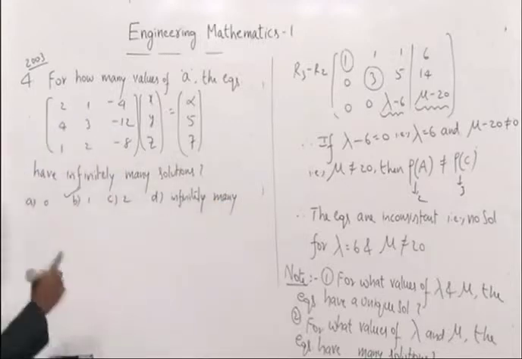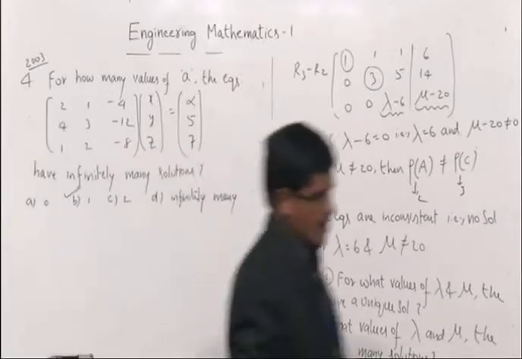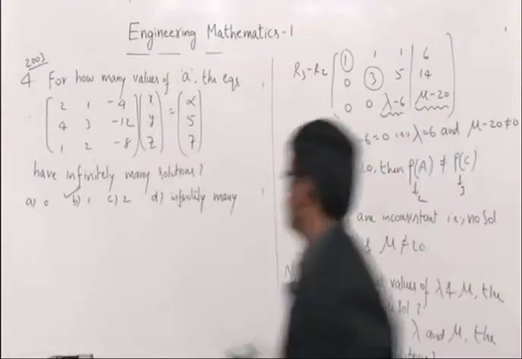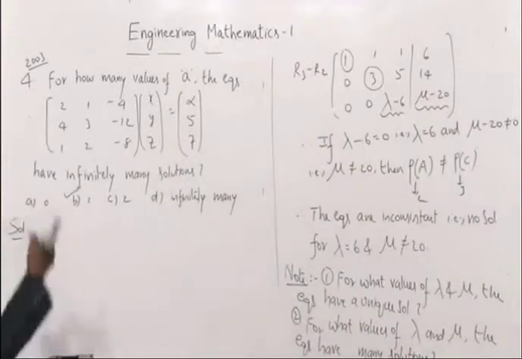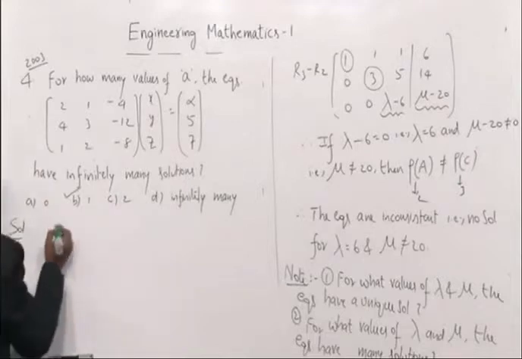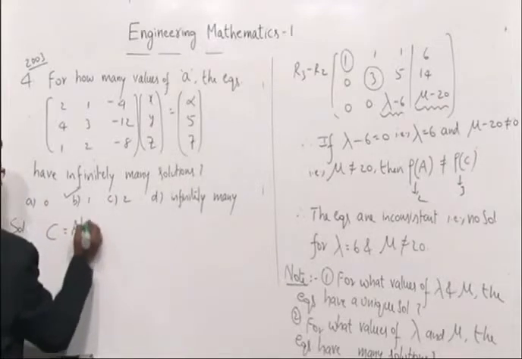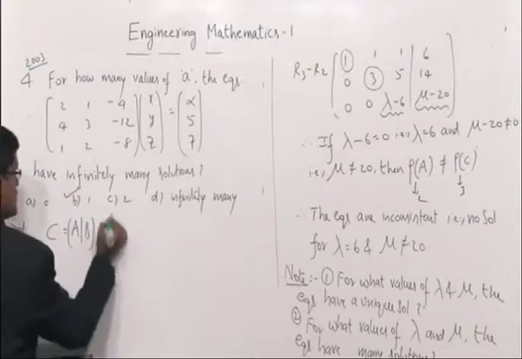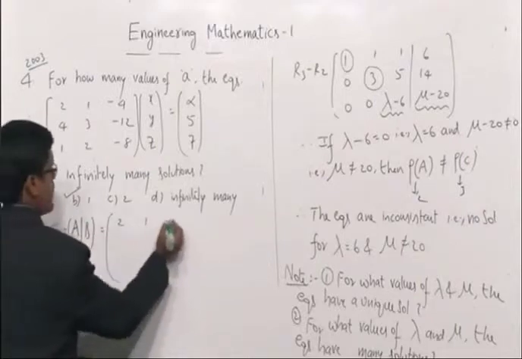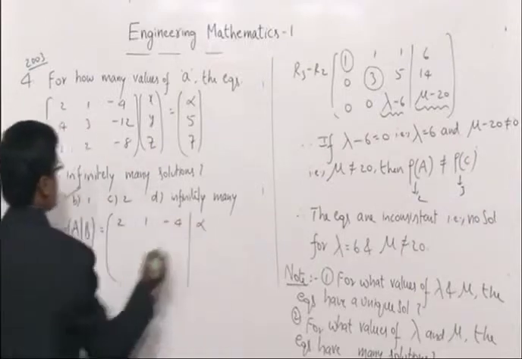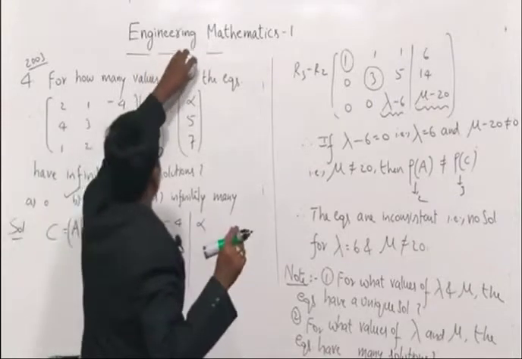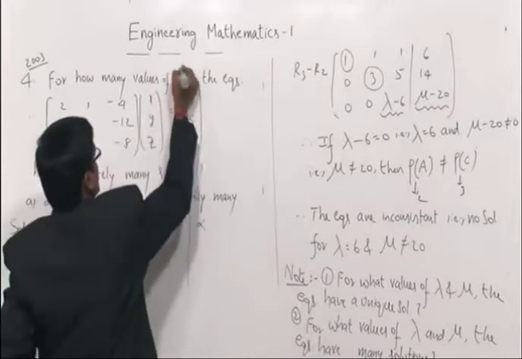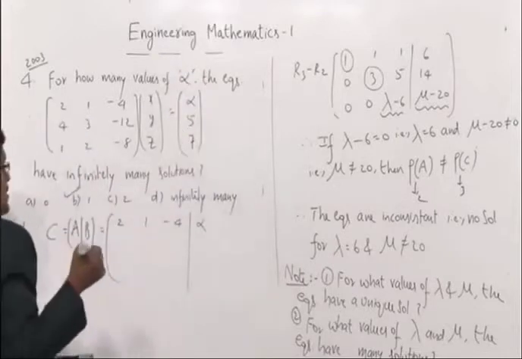The option is: for one value of alpha only, the given equations have infinitely many solutions. Here also, like the second problem, I am giving the first step as a hint. Your C matrix, A by B, is 2, 1, minus 4, alpha. Sorry, here not A. The question is: for how many values of alpha? Earlier I gave A, just modify it to alpha.